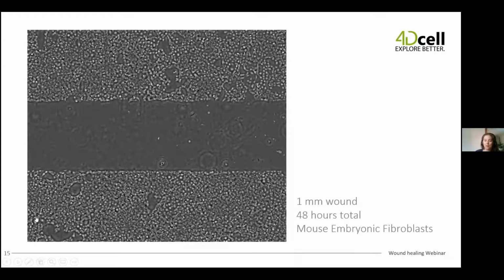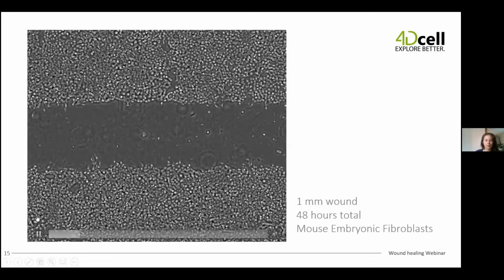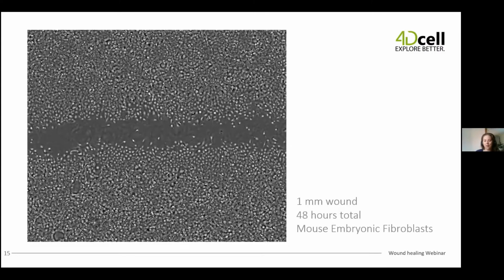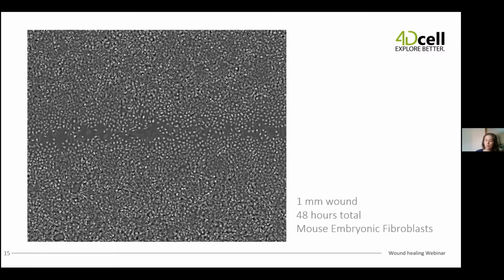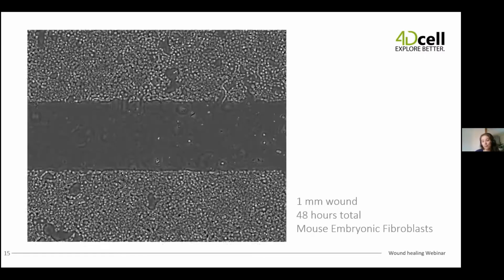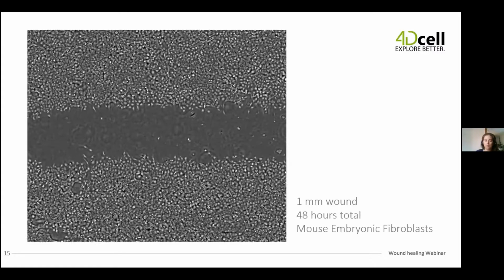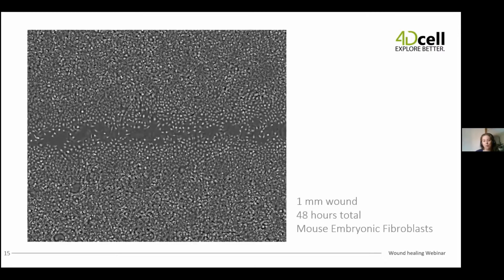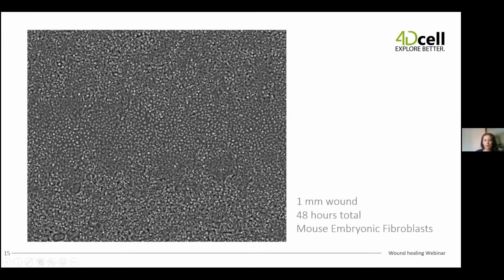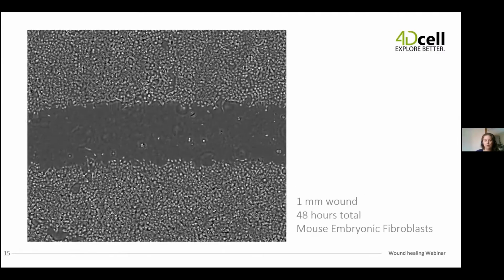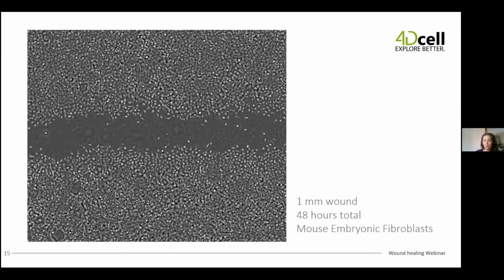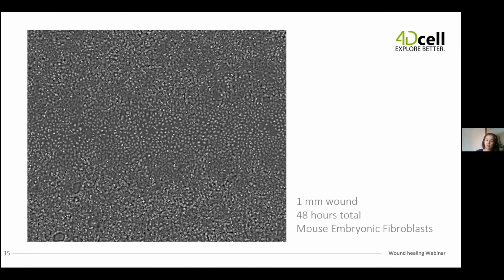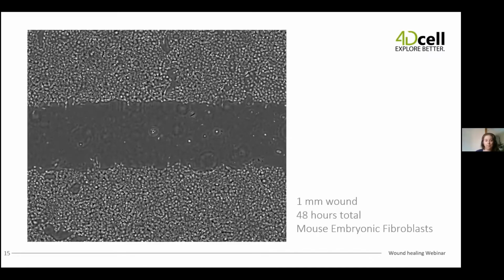And so with all of these experiments, we can also get very nice movies, such as the one I show here, where in this case, I'm using a slightly larger wound, 1 millimeter, so 1,000 microns. And with the mouse embryonic fibroblast, it takes about 48 hours for the wound to close. So we can get very nice data. As I mentioned, we can try different sizes of the wound. So in this case, we're showing 500 and 1,000, but we can also try different sizes.